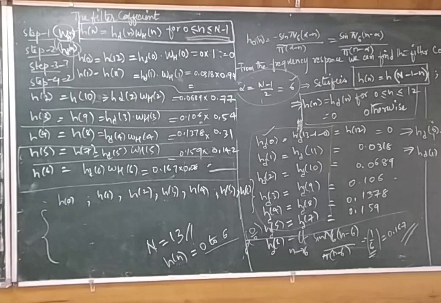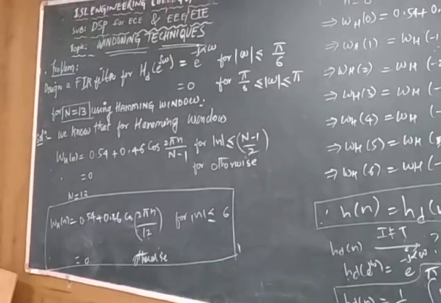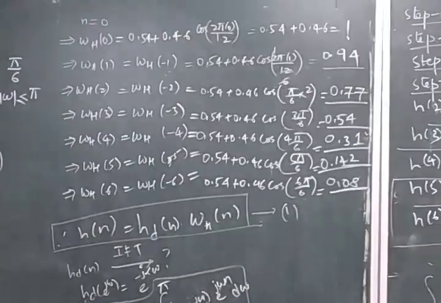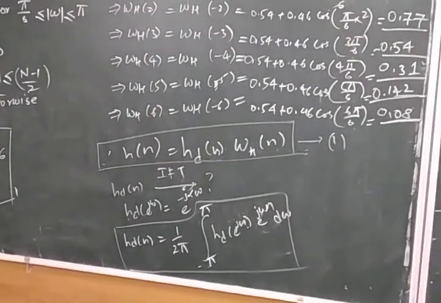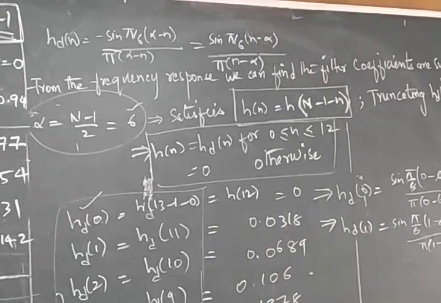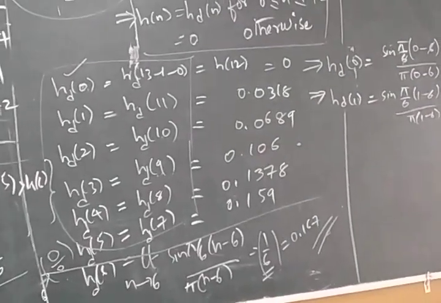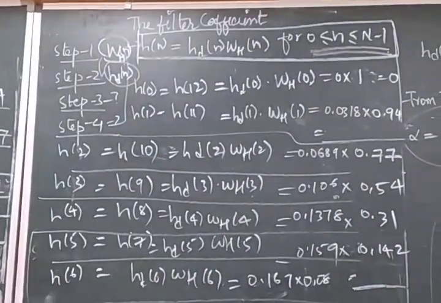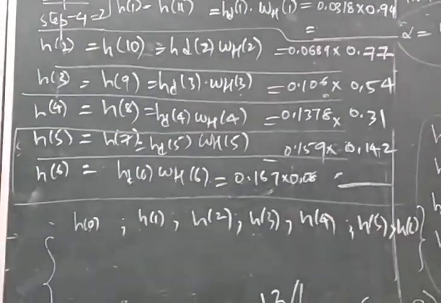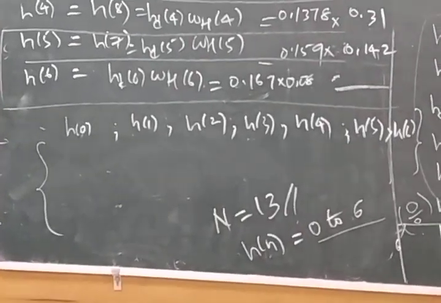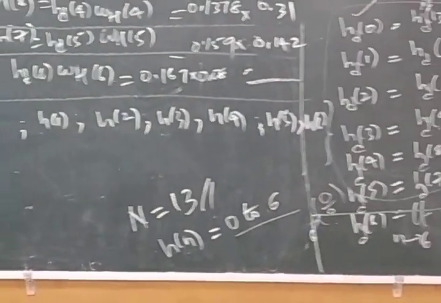So the basic criteria for solving these questions would be the following steps. First step we did, students: we found WH of n, all the coefficient values, WH of 0 till WH of 6. Then we find hD of n. After getting hD of n, we obtain all these coefficients by taking this formula. Next we found h of n by taking hD of n into ωH of n. By keeping all these values in the formula, at the end we write the answer in terms of h of 0, h of 1, h of 2, h of 3, h of 4, h of 5, h of 6.